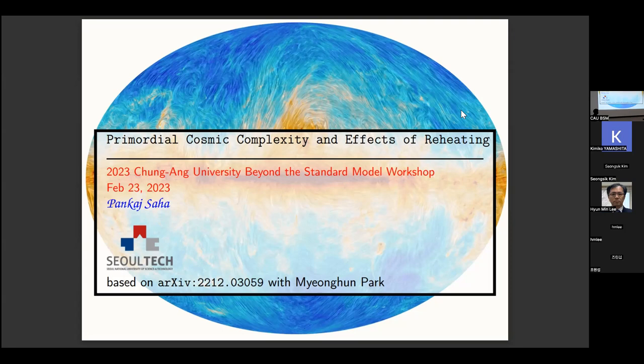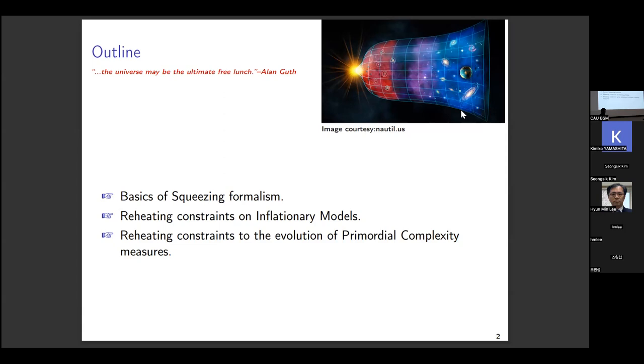Okay, so let me begin. As we know, our universe started from quantum vacuum fluctuations that get stretched to classical seeds for structure formation. So in that sense, the universe itself is a free lunch. This classicalization process is studied in the realm of the squeezing formalism. So I will briefly describe this squeezing formalism, mainly the nomenclature of different terms.